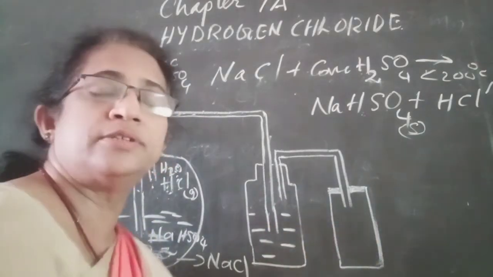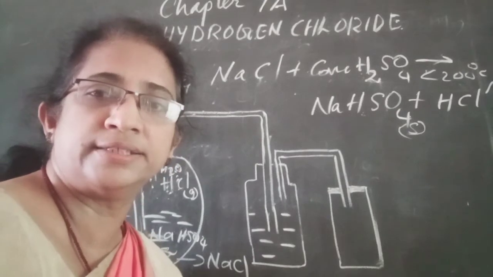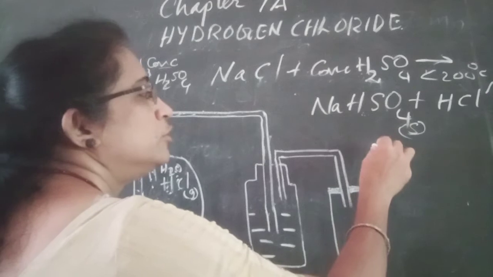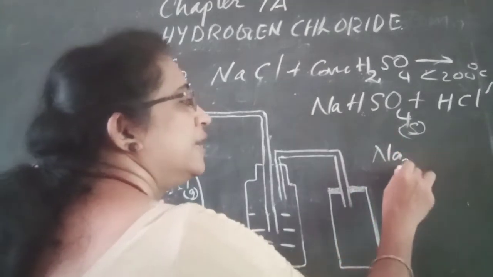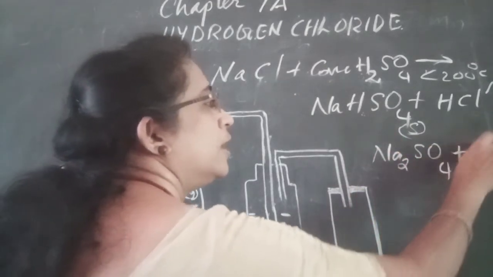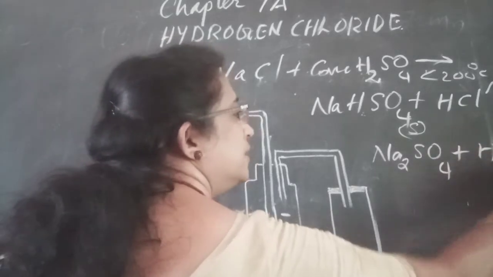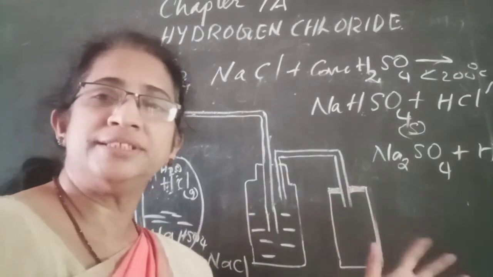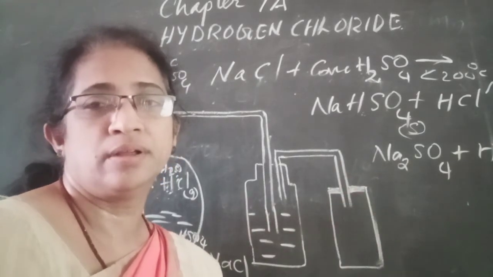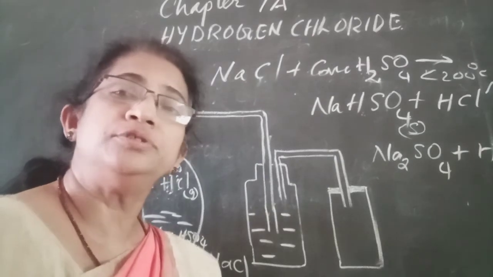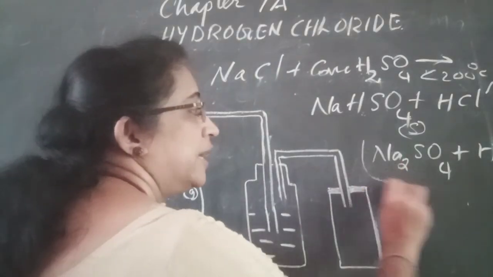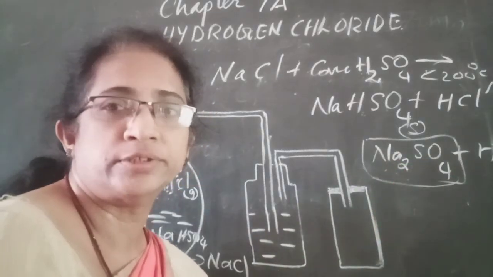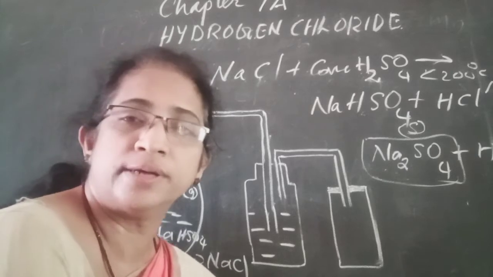Can you say the name of the salt when the temperature is above 200 degrees Celsius? Both hydrogen atoms are replaced by sodium. So the product above 200 degrees is Na2SO4, and the gaseous product is hydrogen chloride. But the temperature preferred is below 200 degrees. If the temperature is above 200 degrees Celsius, a normal salt is formed. Which is the normal salt formed? Na2SO4. Then what happens if a normal salt is formed?